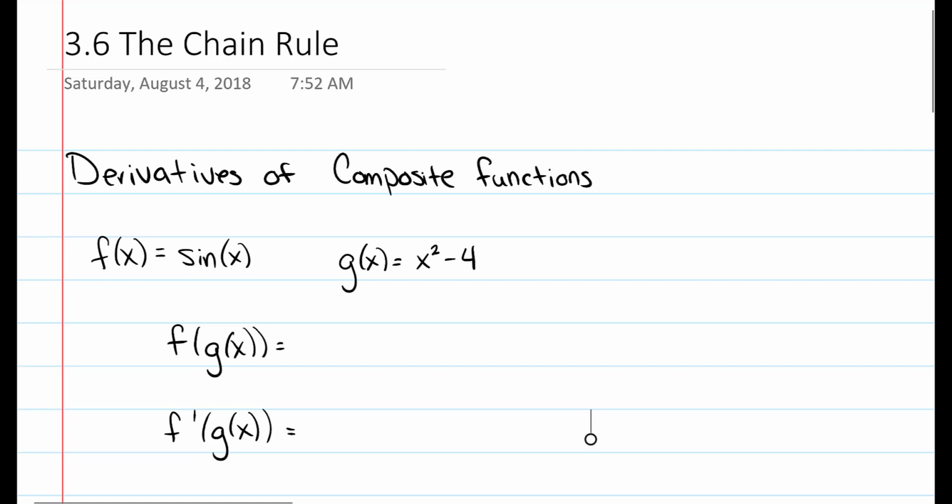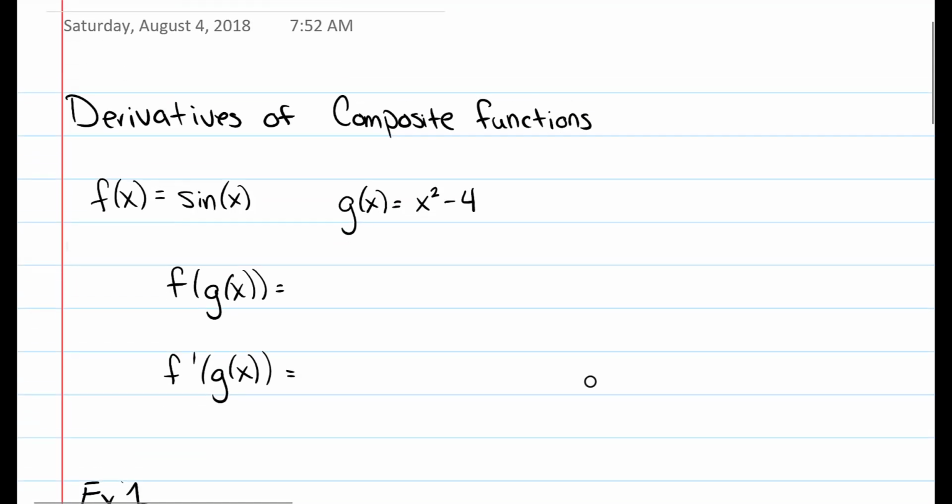3.6 The chain rule. In this next section, we're going to learn how to take the derivative of composite functions. In previous videos and examples, we've seen how when we have a composite function, we distribute out or simplify in order to create a function that is no longer composite so we can take the derivative. The chain rule makes it faster and easier to take derivatives of more complex functions.